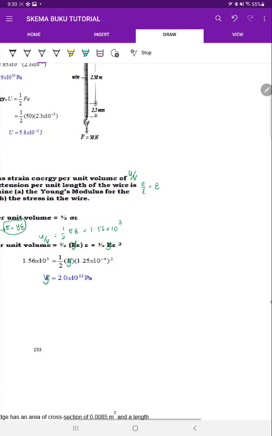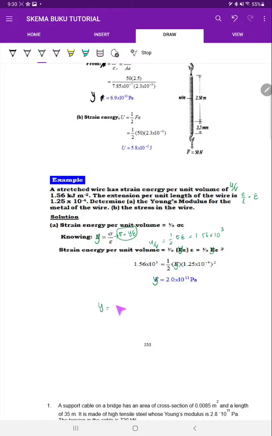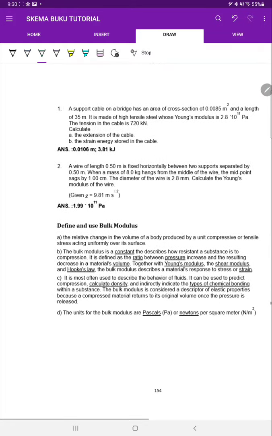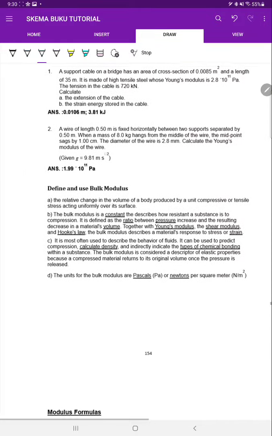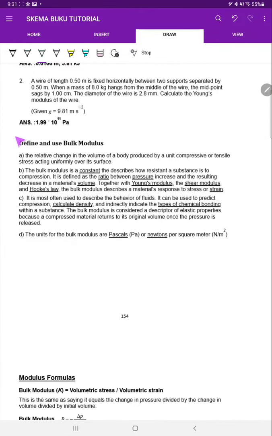Okay, kemudian dah dapat Y, kita bolehlah cari stress. Y equal to stress per strain. Kita cari stress, Y yang modulus darab dengan strain. Okay, yang modulus ambil kat sini, strain kita ambil lah. Okay, 1.25 darab 10 negatif 4. Okay, dapat berapa Pascal? Okay, ini untuk jawapan B. Okay. Yes. Okay, setakat tu untuk 11.2. Okay, untuk 11.3.